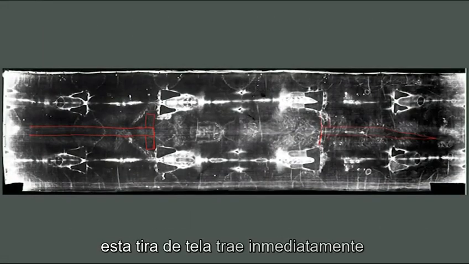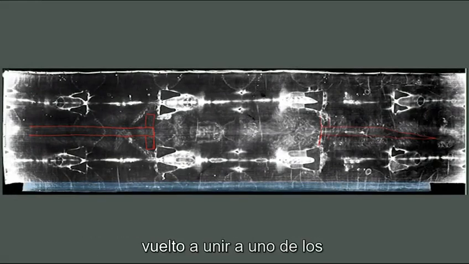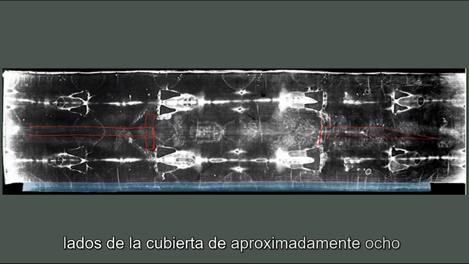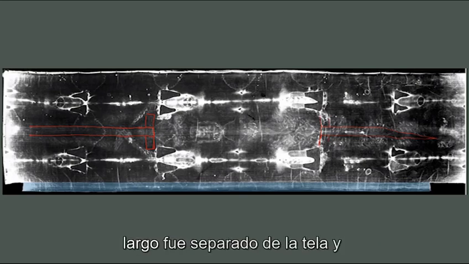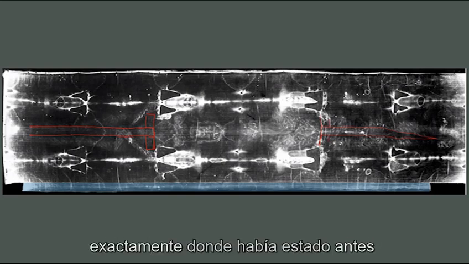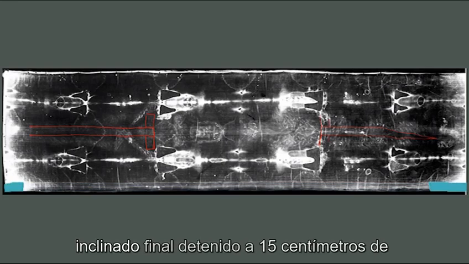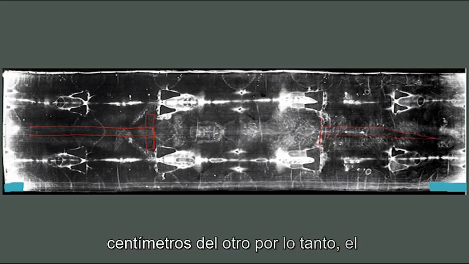This strip of fabric immediately brings to mind the strip that today can be seen reattached to one of the longitudinal sides of the shroud. About 8 centimeters wide and 386 centimeters long, it was separated from the cloth and then carefully stitched back on again, exactly where it had been before. Its slanted ends stopped 15 centimeters from one end of the wider strip and 35 centimeters from the other. Therefore, the 2 corner segments marked in blue are missing.